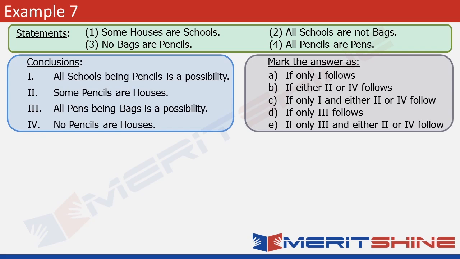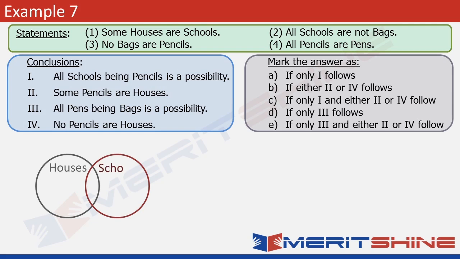This is it. So here, as you can see, the structure of the problem is slightly different. So mostly either or questions appear like that only, but this is also possible. So we'll do just one problem on this. Let's first draw the minimum overlap diagram. Statement 1. Some houses are schools. So let's draw houses and now schools. Statement 2. All schools are not bags. So let's draw bags and do something like this.